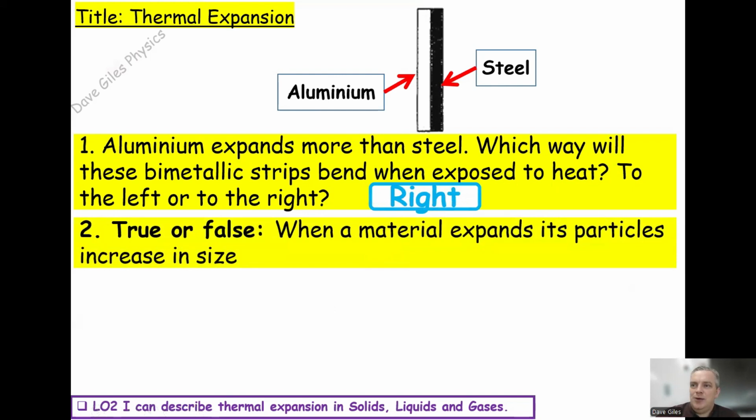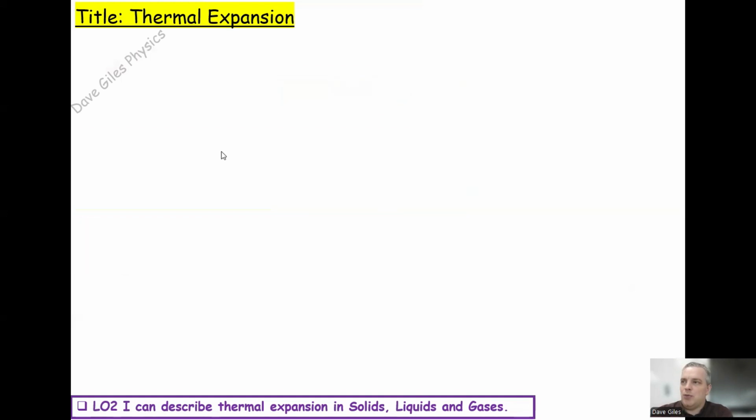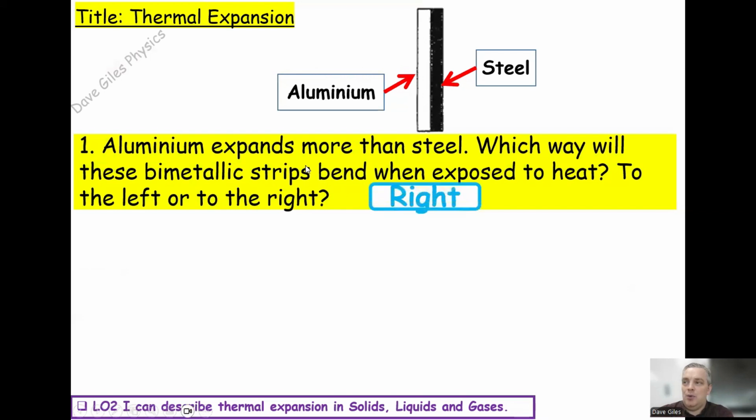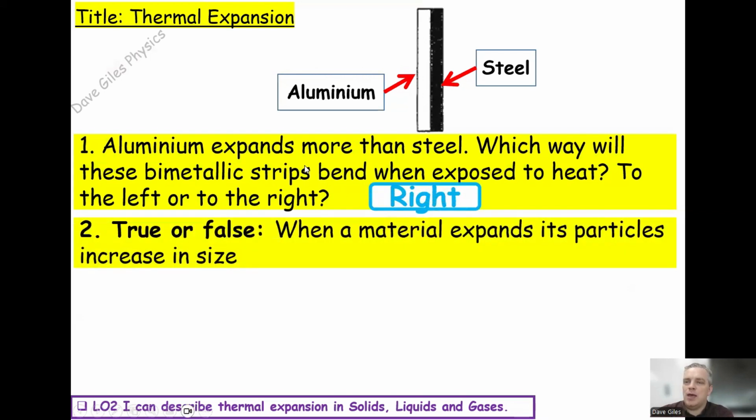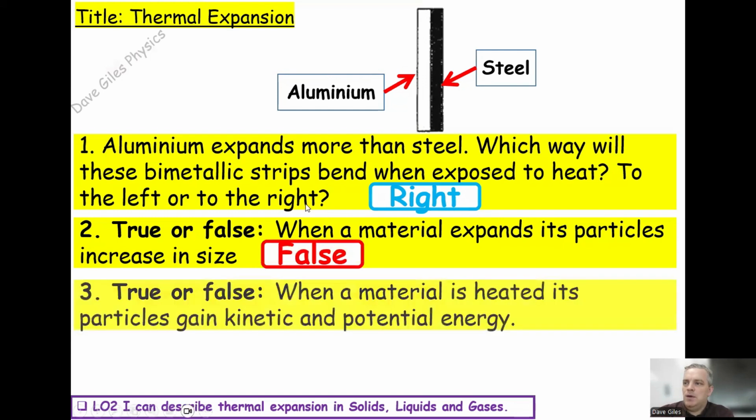When a material expands, its particles increase in size. Is that true or false? Again, the question I've already gave you, but it's just really worth hammering that point home. The answer is false. And finally, true or false, when material is heated, its particles gain kinetic and potential energy. That is true.